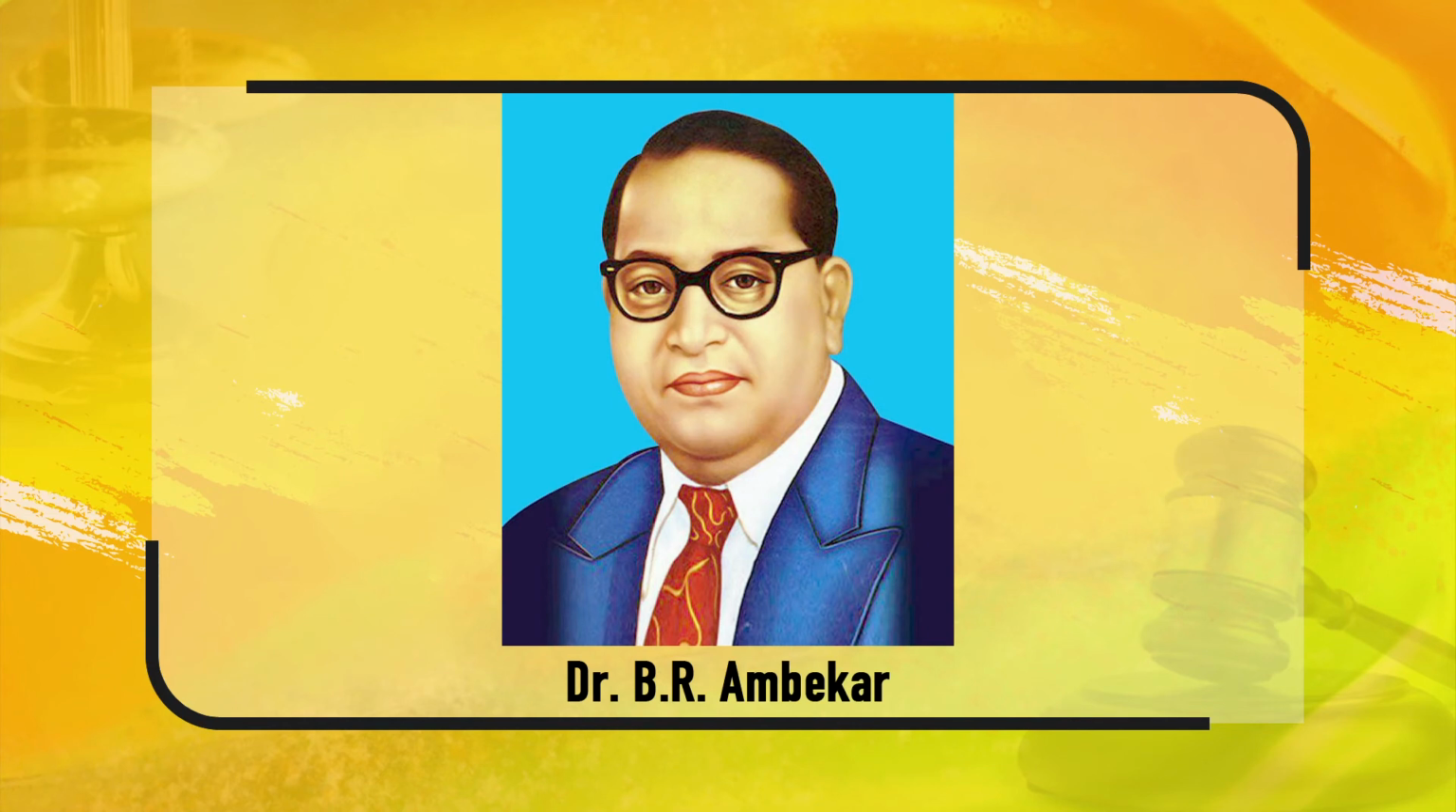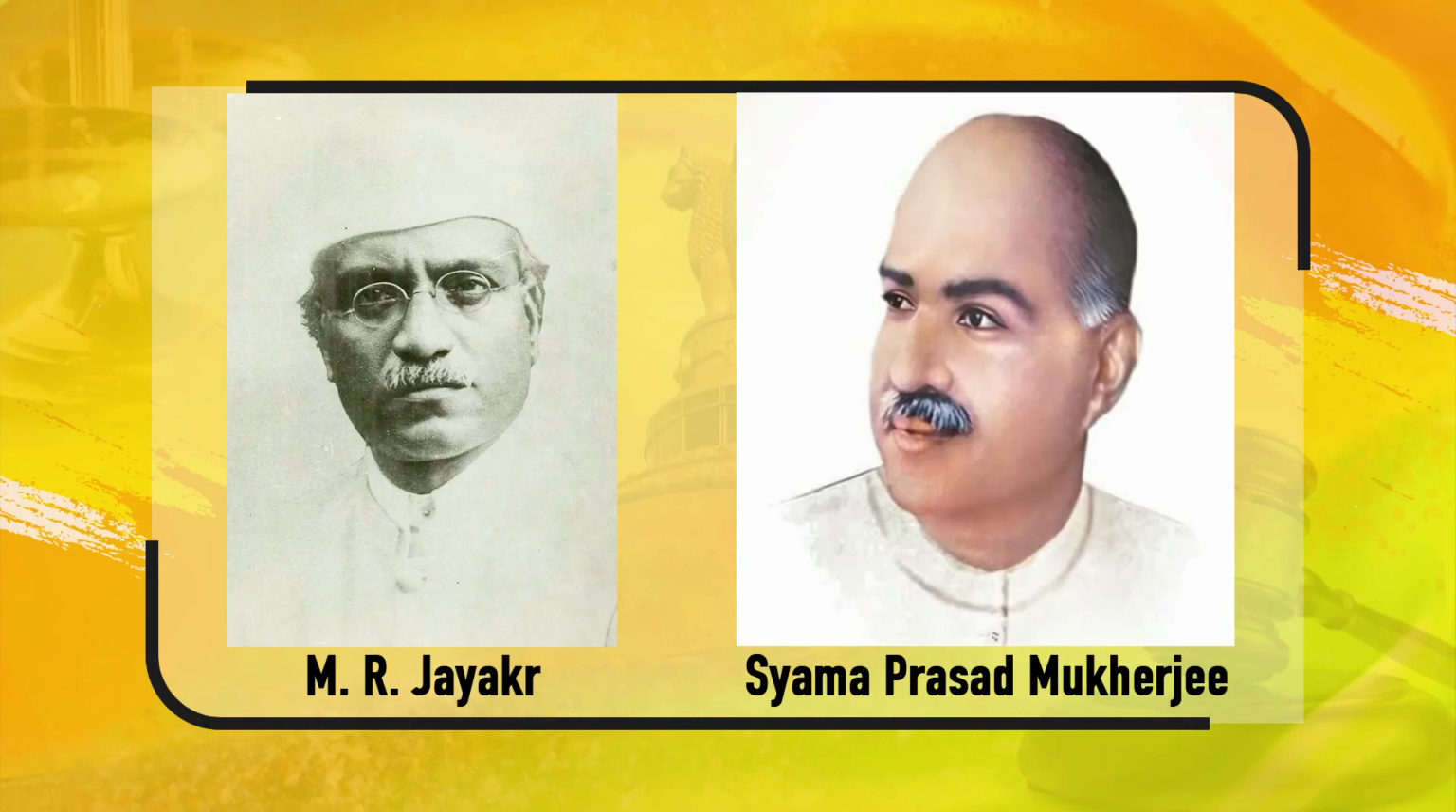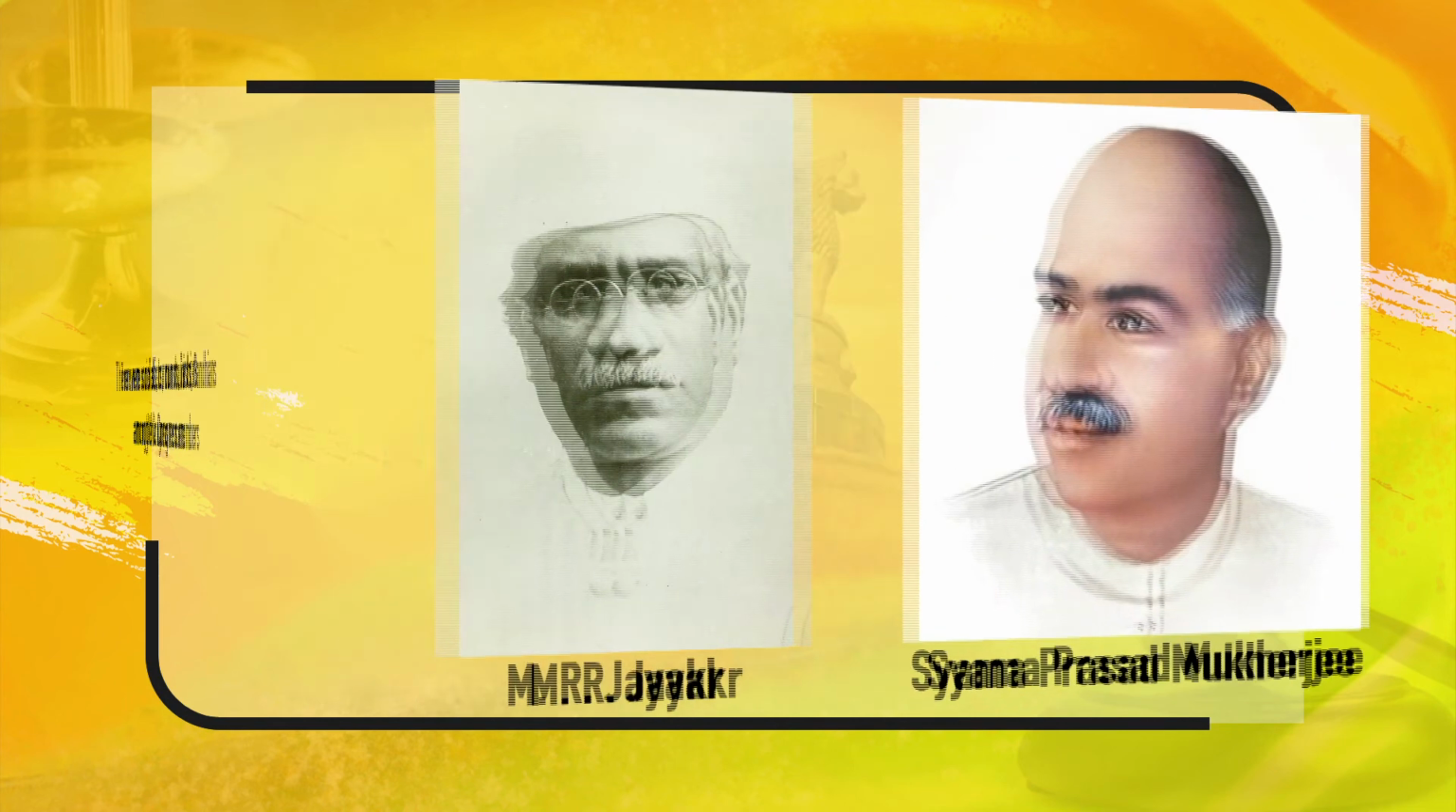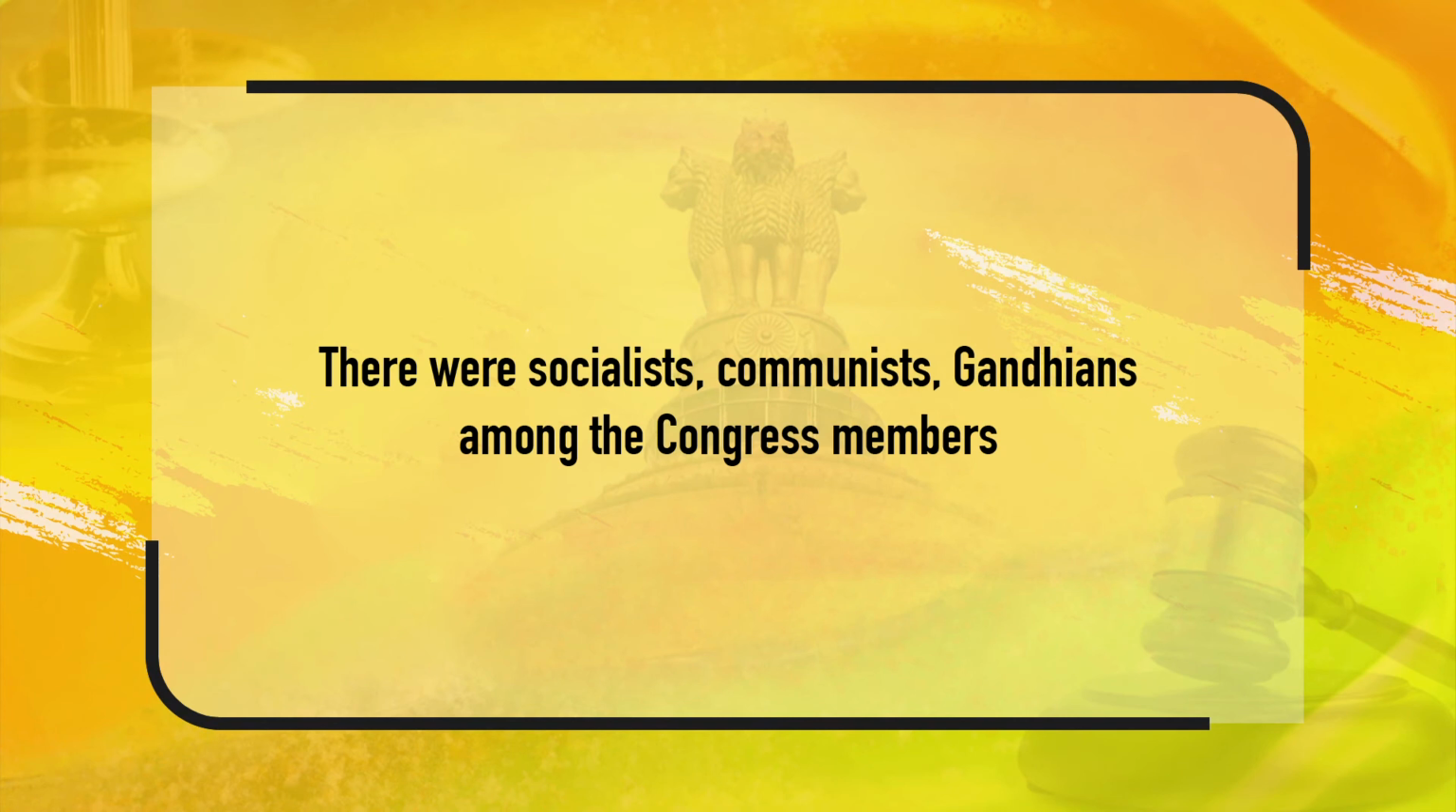Ideologically, the Constituent Assembly was a diverse body. Its members, as Congress, were from variegated ideologies, and the inclusion of non-Congress members by Congress further added to the ideological spectrum of the Constituent Assembly. B.R. Ambedkar, the voice of Dalits, was elected on Congress ticket. 2 prominent leaders of Hindu Mahasabha, M.R. Jayakar and Shyama Prasad Mukherjee, were also members of the Constituent Assembly. Besides, there were socialists, communists, Gandhians among the Congress members.